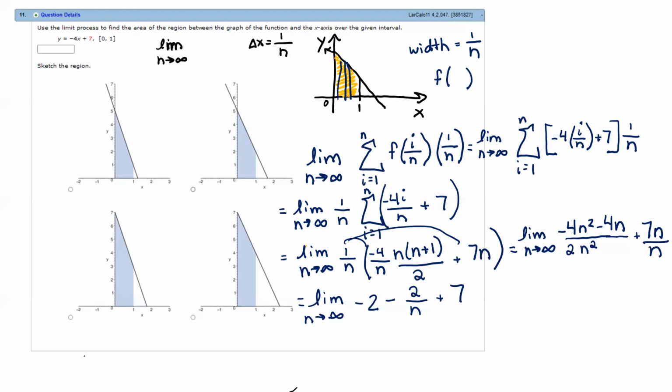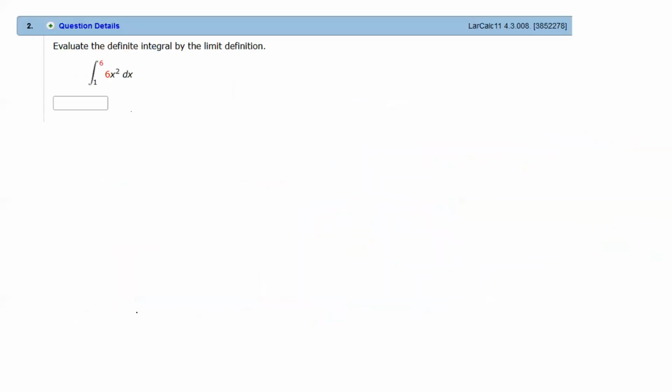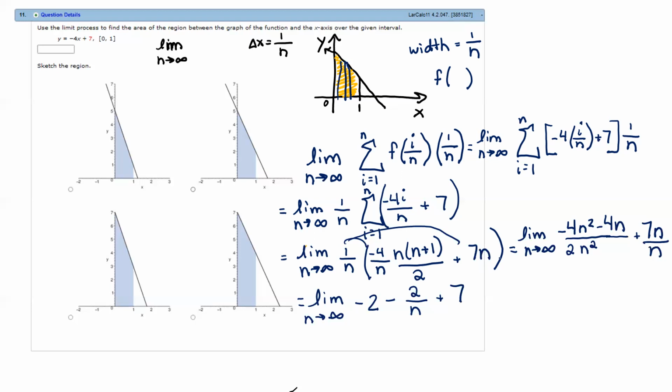Maybe you even were watching as I made that mistake. But yes, this right up here, the sum from i equals 1 to n of 7 should be 7n. So fix that. That should be a 7n. And then when we distribute that 1 over n, this just becomes 7n over n, or 7. And then this becomes negative 2 minus 0 plus 7. And then we get a positive 5. So the area using limits is that positive 5.